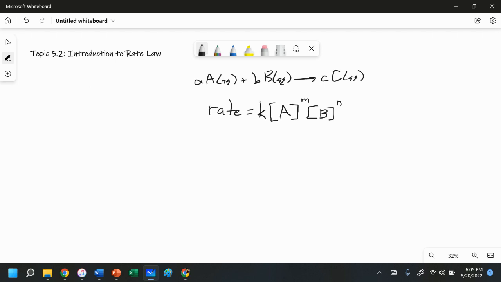What if it was first order? If it's first order, that means it's a direct relationship with the rate. So if you double the concentration of A, then you would double the rate of the reaction. If you doubled the concentration of B, then you would double the rate of the reaction.